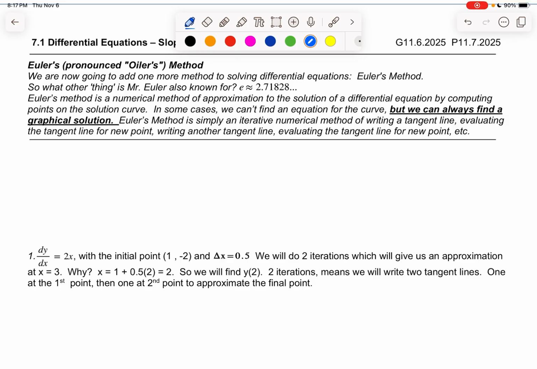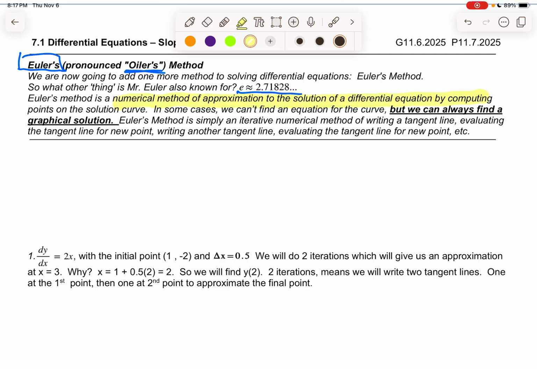So we're going to do what's called Euler's method. It is not "Euler", it's not like Bueller's day off. This is pronounced Euler's method. Euler was also known as the one who discovered e, which is 2.71828, and so on. Euler's method is a numerical approximation to the solution of a differential equation.